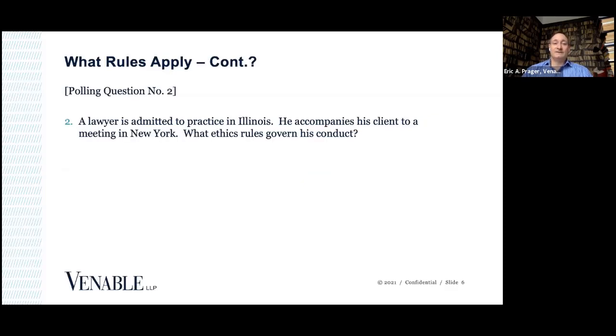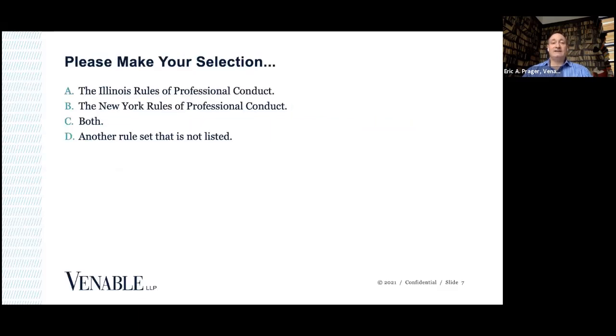Let's pose another question. A lawyer is admitted to practice in Illinois. He accompanies his client to a meeting in New York. Now, what ethics rules govern his conduct? Is it A, the Illinois Rules of Professional Conduct, B, the New York Rules of Professional Conduct, C, both, or D, another rule set that's not listed? Take a moment to think about that.